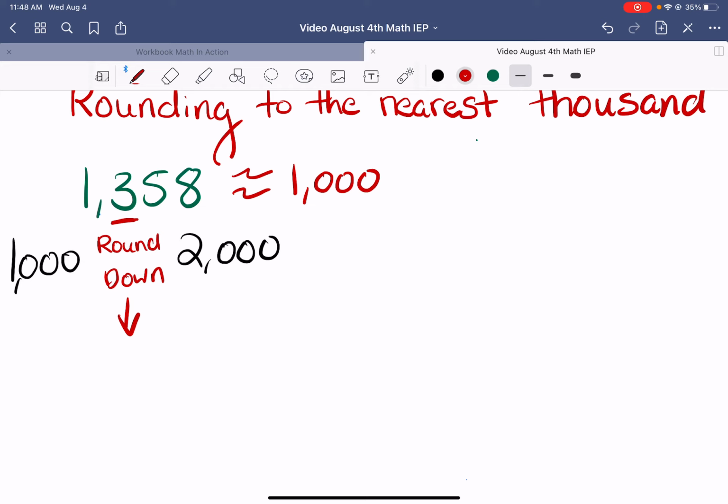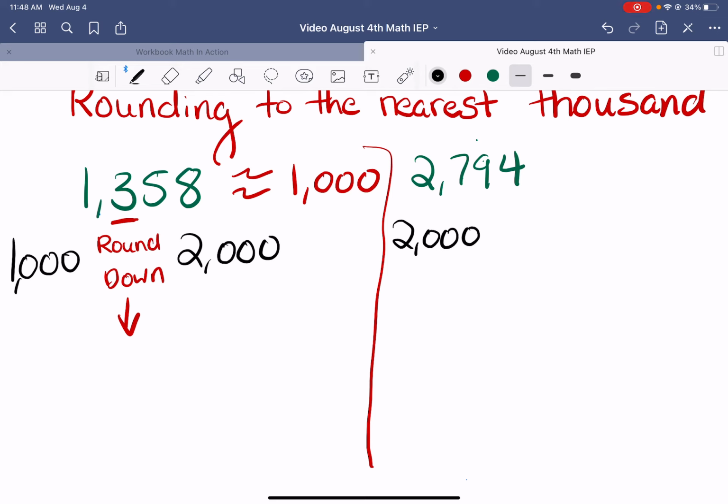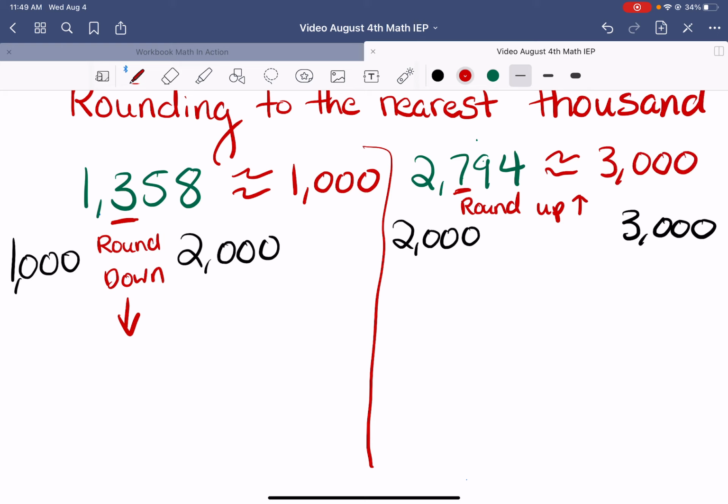All right, let's try another one. Next number, we have 2,794. We're going to round to the nearest 1,000. So we have a choice of 2,000 or 3,000. We're going to look at the 7 right here. This 7 right here is important, right? 5, 6, 7, 8, and 9, we're going to go up, right? We're going to round up. So 2,794 is approximately 3,000 after rounding up. So that's how we round to the nearest 1,000.